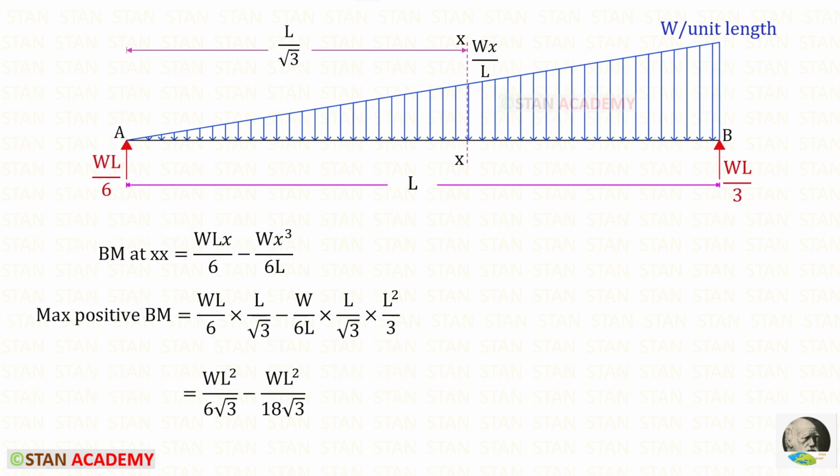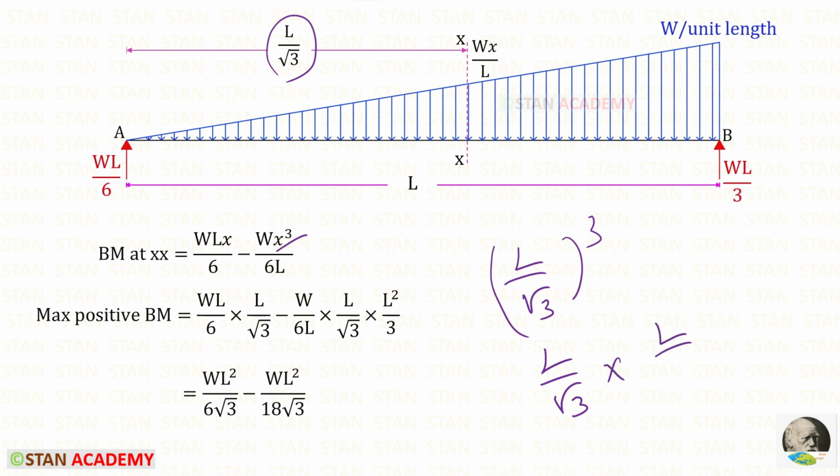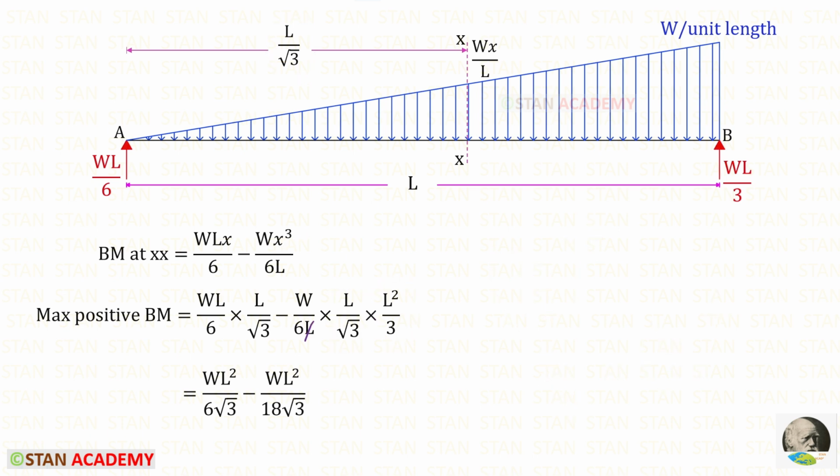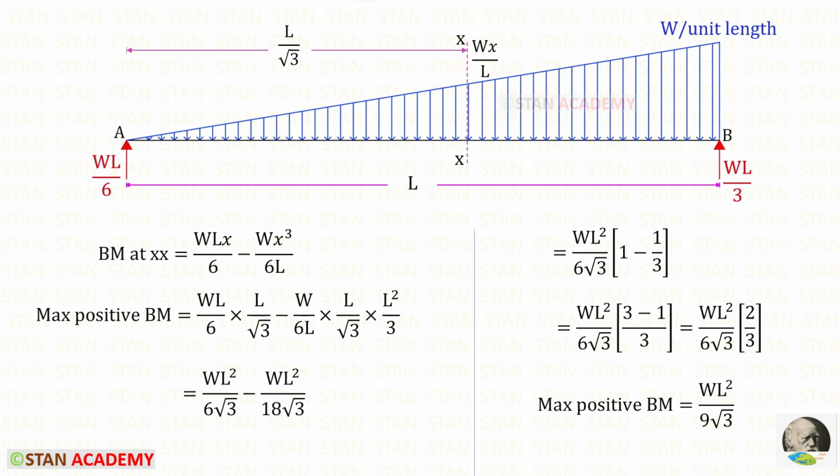Now let us find the maximum positive bending moment. Just before we have made the expression for the moment at any point. In that, instead of x, we have to apply L upon root 3. X cube will be L upon root 3, the whole power cube. We can write that L upon root 3 into L upon root 3, the whole square. So we will get L upon root 3 into L square upon 3. We can eliminate this L. 6 into 3, it will be 18. We can take WL square upon 6 root 3 outside.